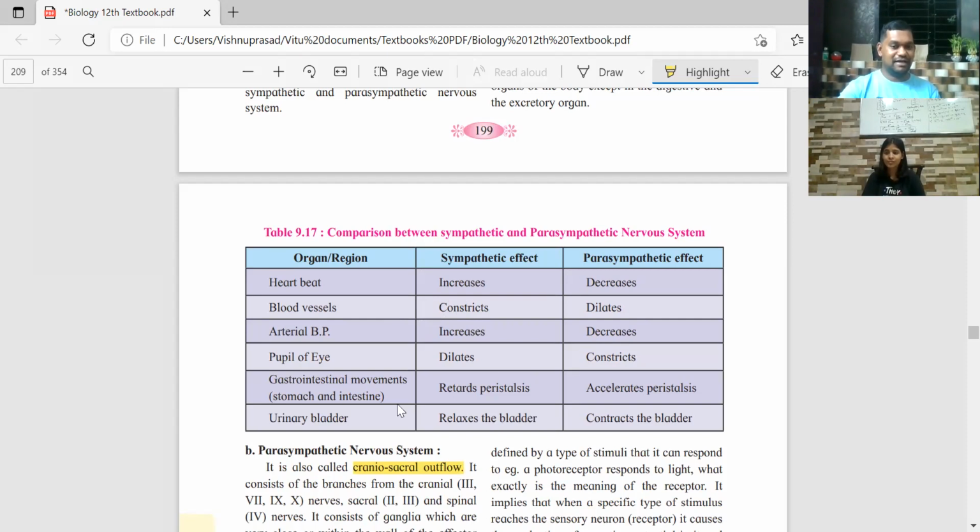In the stomach and intestine, it reduces or increases peristalsis depending upon the presence or absence of food. The same goes for the urinary bladder. Whenever the time comes when the urine has to be passed out, the bladder has to contract. The bladder is where urine is temporarily stored. When the bladder becomes full, it is the right time to pass the urine, and when urine is passed out, the bladder is contracted.